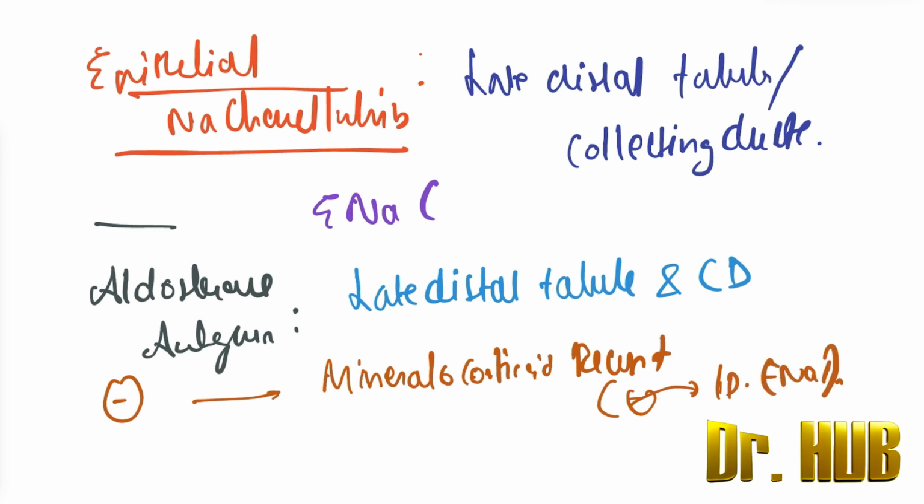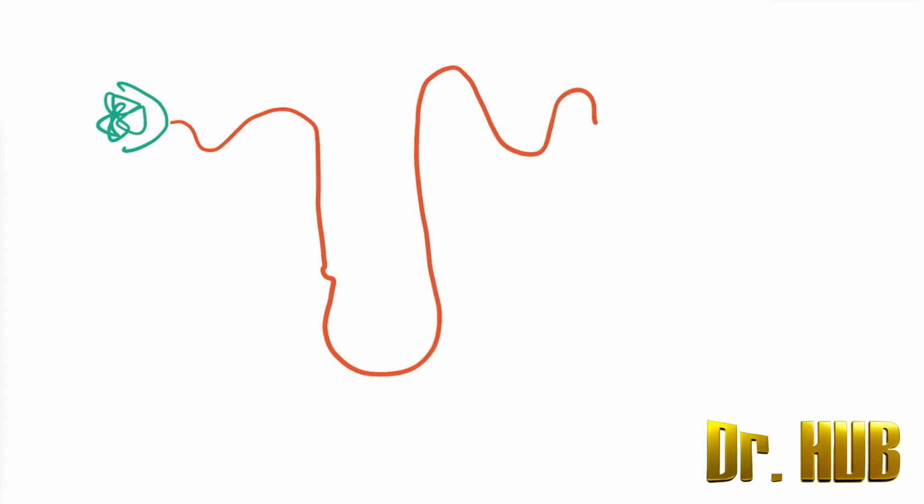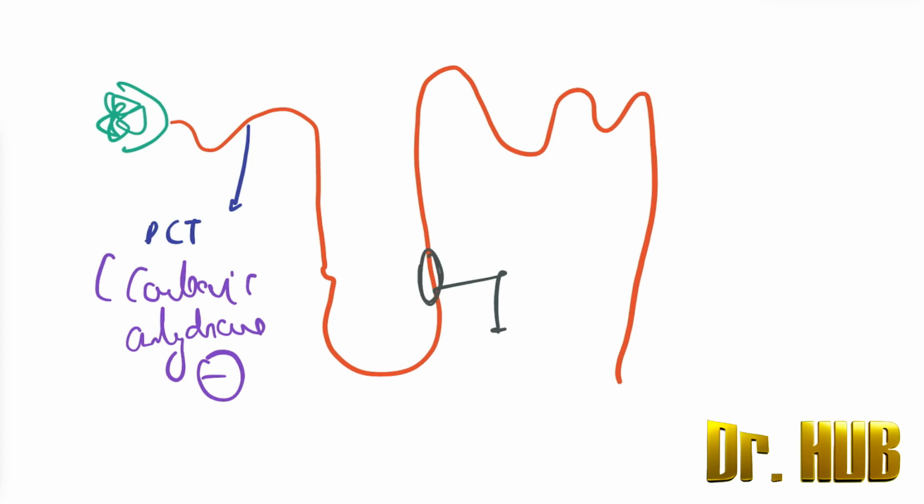Now let's see a rough pictorial representation of the nephron. Assuming this is the structure, this will be the loop of Henle. Then comes the DCT and the collecting tubule. This being the PCT, the proximal convoluted tubule, here what is acting are the carbonic anhydrase inhibitors.